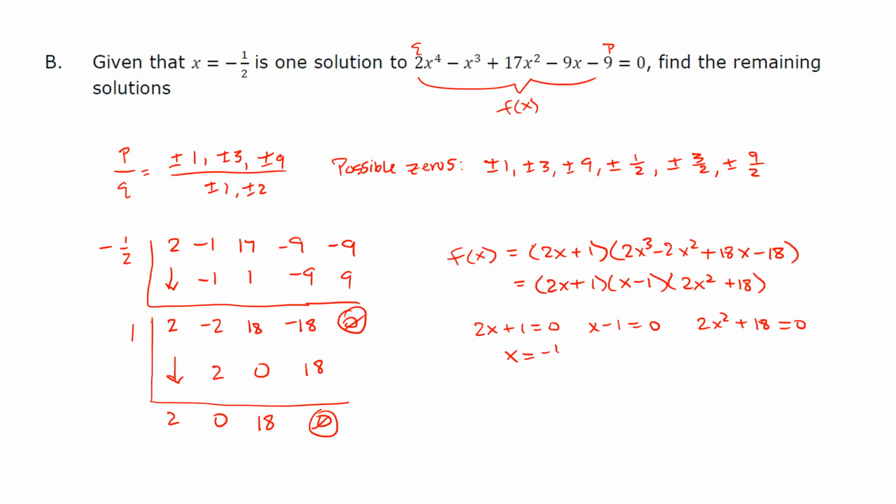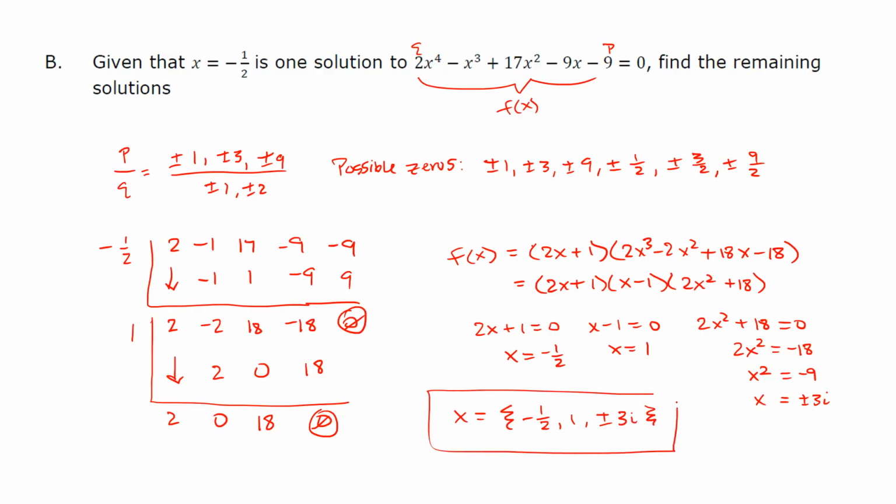So we know this one equals 1/2. We know this one equals 1. Over here, we're going to have to subtract 18 and divide by 2. And so x will equal plus or minus 3i. So we have imaginary zeros. So the zeros of our equation, or remaining solutions of our equation, are 1 and plus or minus 3i. Okay, awesome.